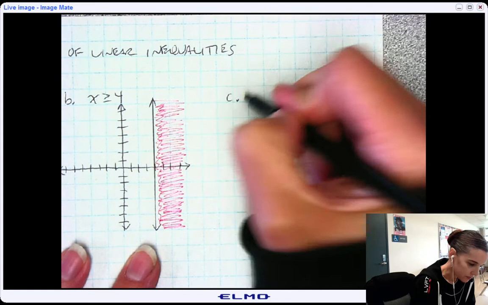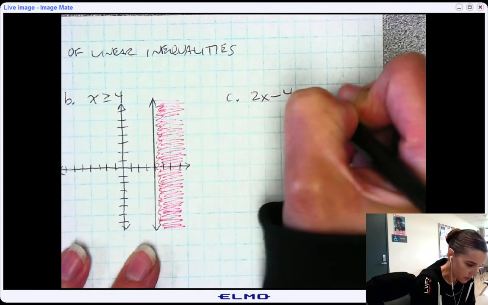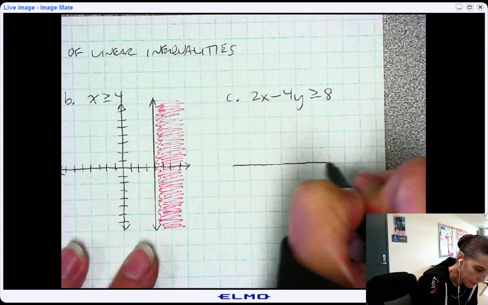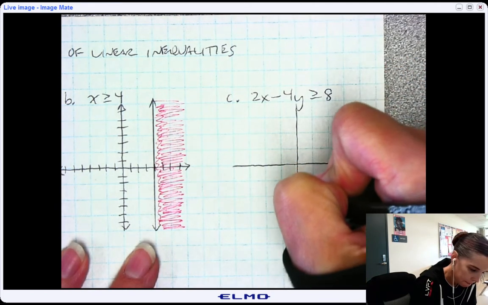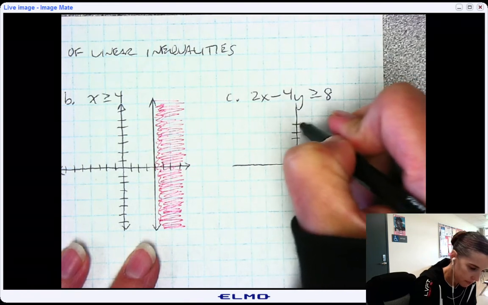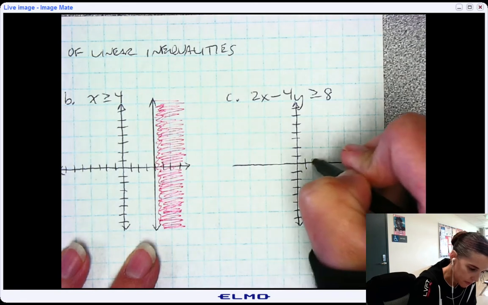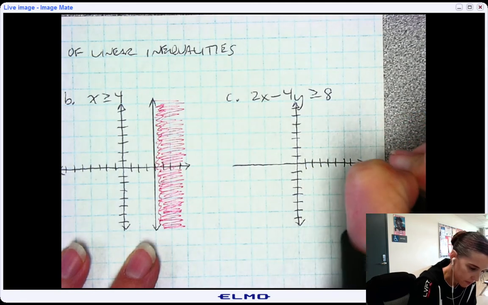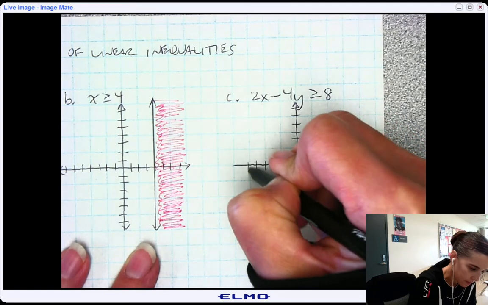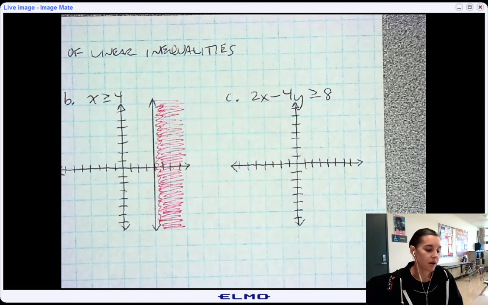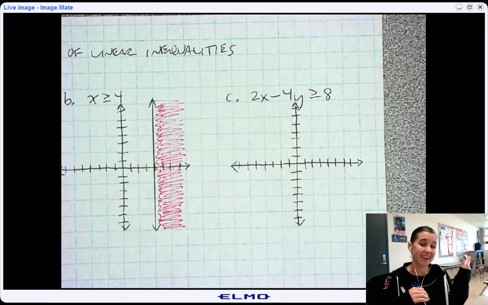So in part C, say I gave you 2x minus 4y is greater than or equal to 8. Okay, let me set up a graph. Okay, so when I look at this one, again, I'm going to look at my y. Is it on the left? Yes, it is. Is it positive? No, it's not. So I want to make it positive. So what I'm going to do is I'm going to divide everything by a negative.